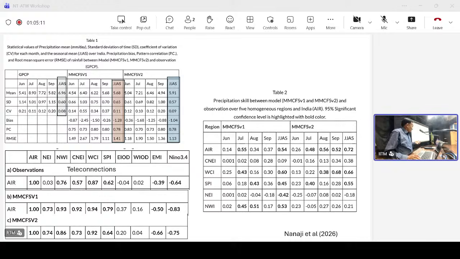Okay, so these are again the skills for different homogeneous regions over the Indian region. In MMCFS version 2, almost all regions are doing better except Northeast India. That is where we still have a problem. Northwest India, sorry, not Northeast India, anyway is not good for both MMCFS version 1 and version 2, but in Northwest India, MMCFS is actually not doing very well.